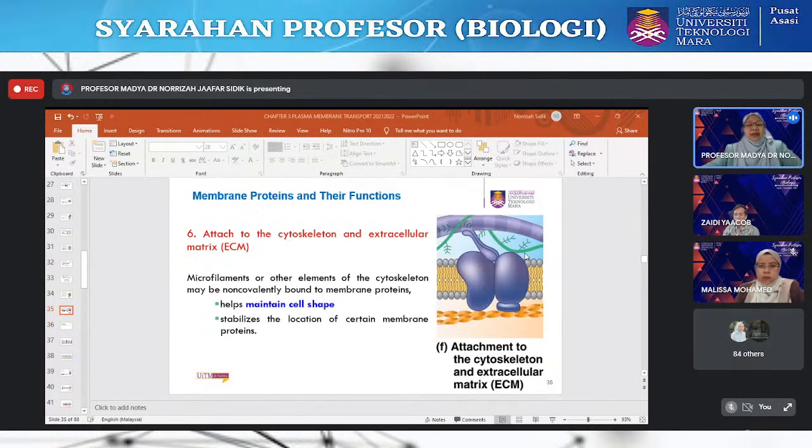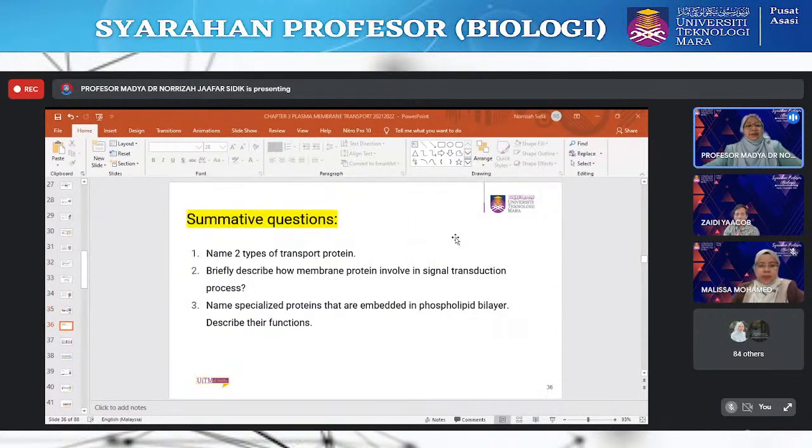So altogether there are 6 main functions of the membrane proteins. The last slide is the summative questions. The first question is, name 2 types of transport protein. The second one is, briefly describe how membrane proteins are involved in the signal transduction process. And the third one is, name specialized proteins that are embedded in the phospholipid bilayer and describe their functions. So this is the last slide of part 2.